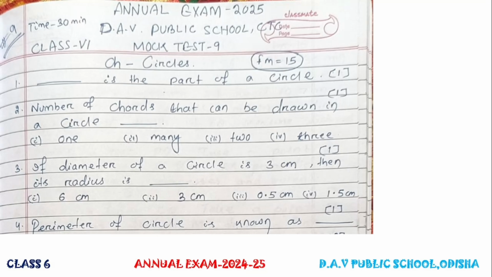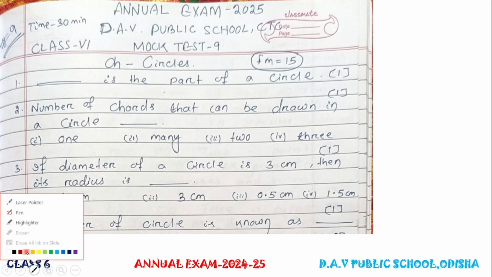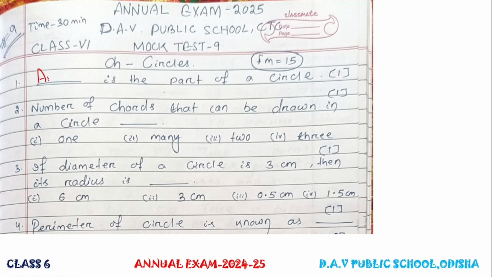First question. Dash is the part of a circle. So the correct answer is arc. The first question answer is arc. Next. The number of chords that can be drawn in a circle, that is many. Also remember, radius and diameter and chord, we can draw many in a circle.